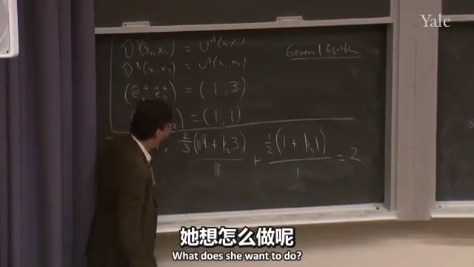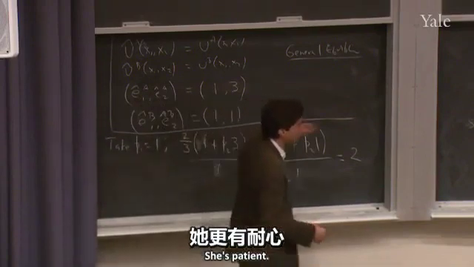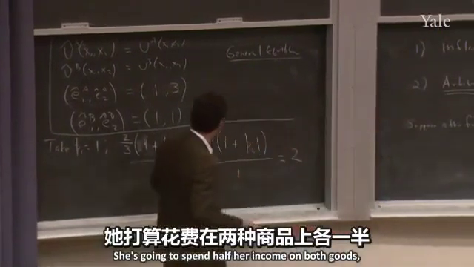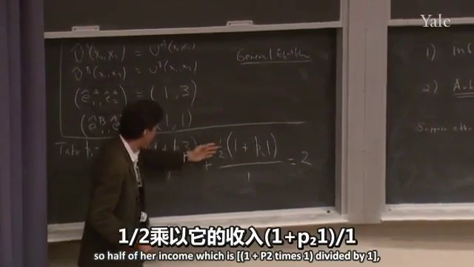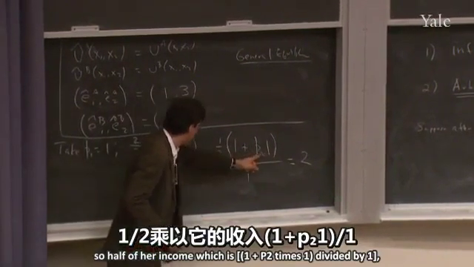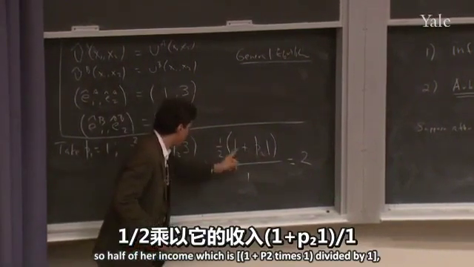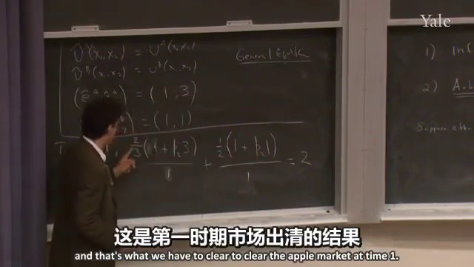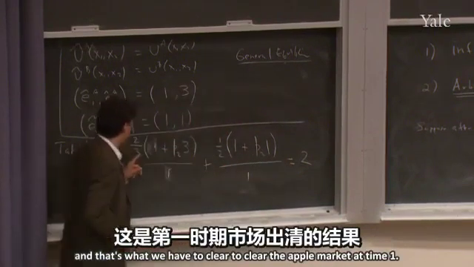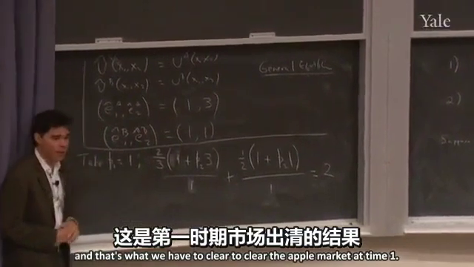What does she want to do? She's patient. She's going to spend half her income on both goods. So half of her income, which is 1 plus P2 times 1, divided by 1, that's how many apples today she wants. And that's what we have to clear the apple market at time 1.